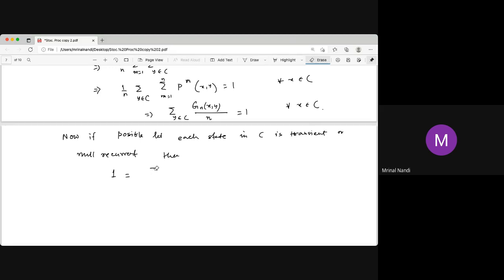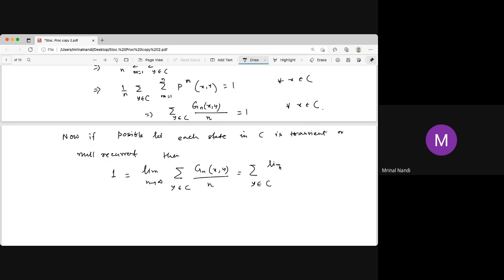So if you take the limit as n tends to infinity, the limit is also 1, because the sum is itself 1, and the limit of 1 is 1. Now we just interchange the limit. You can easily interchange the limit. Why? Because C is finite, the summation is a finite summation, so we can put this limit inside.